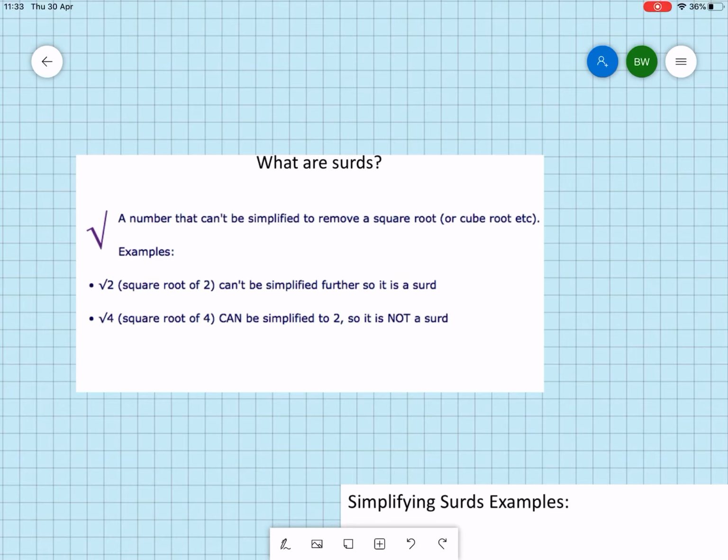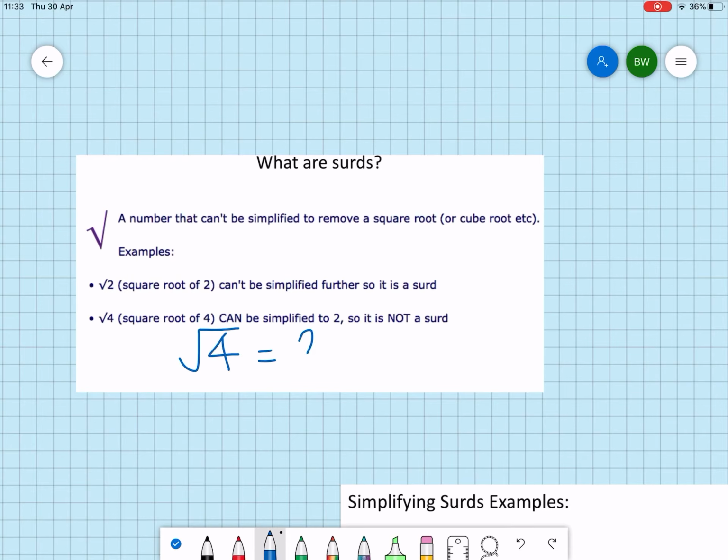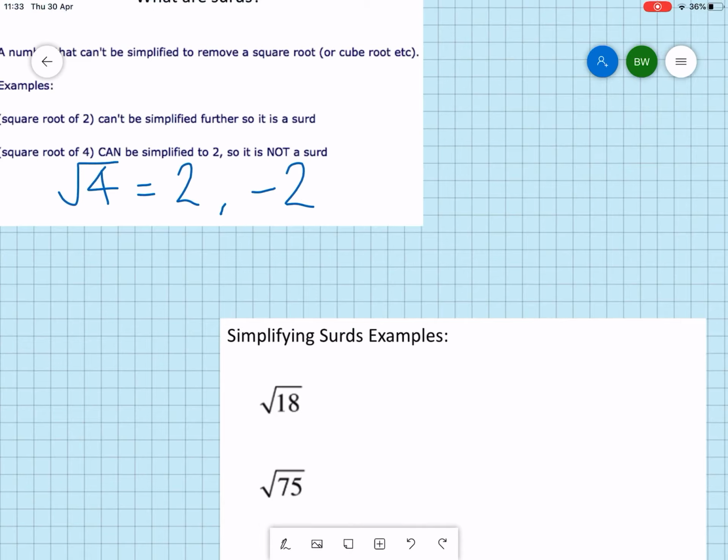So within this video, we're going to be looking at simplifying surds. Now, question first is, what is a surd? So a surd is a number that can't be simplified to remove a square root. So square root of 2 cannot be simplified any further, whereas we know that the square root of 4 is 2 or negative 2. So actually that can't be a surd because it can be simplified further.